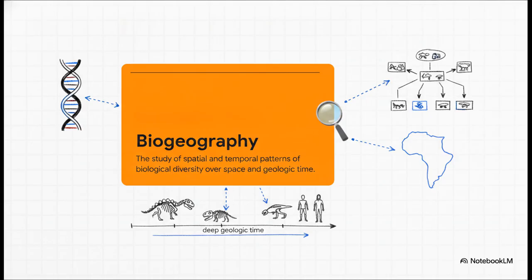Now, biogeography is way more than just making lists of where animals live. It's the hardcore scientific study of biological diversity across both space and time. We're tracking how life shifts, and that means everything from microscopic genetics to massive continent-spanning ecosystems. We're looking for that hidden underlying order in what often looks like completely random placements of life on our planet.